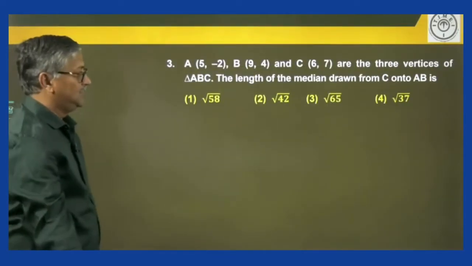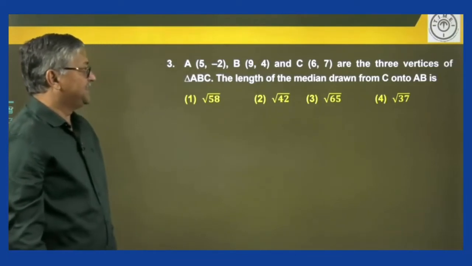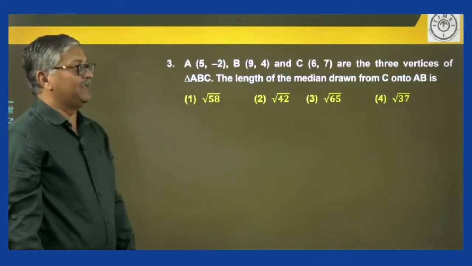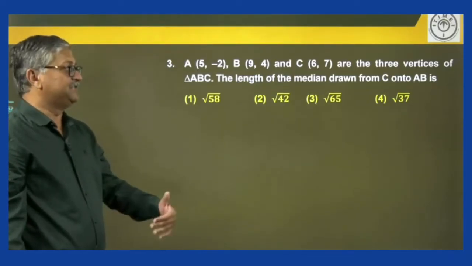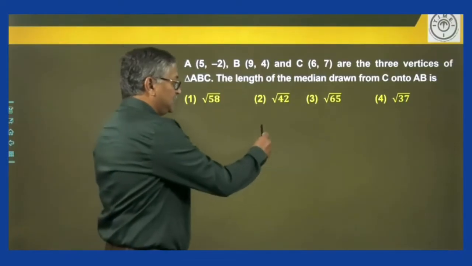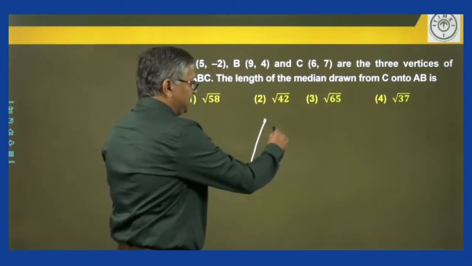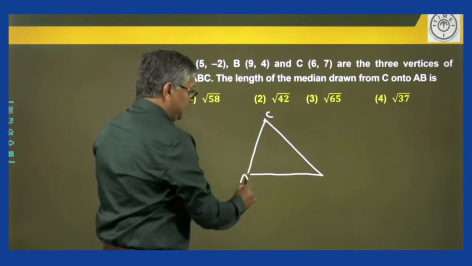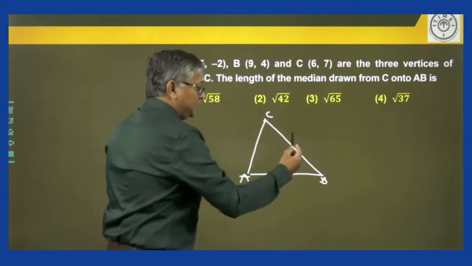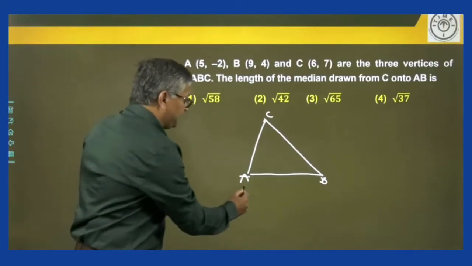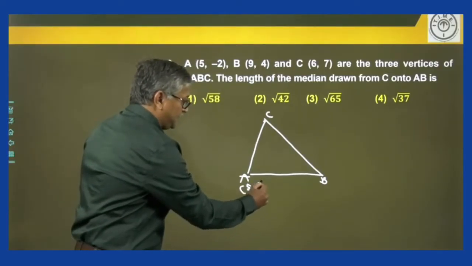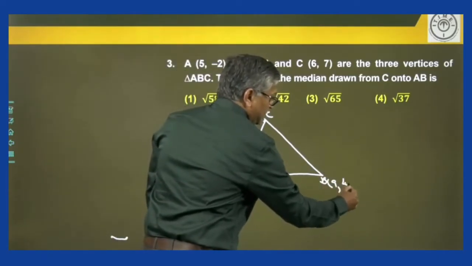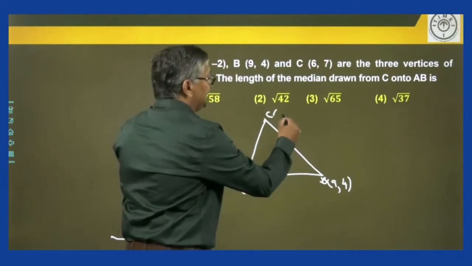Now, look into one more problem. ABC are the vertices of triangle ABC. Then find the length of the median drawn from C to AB. So, we consider the three vertices given here. This is C, A, B. So, what are they given? A is 5, minus 2. B is given as 9, 4. And C is given as 6, 7.